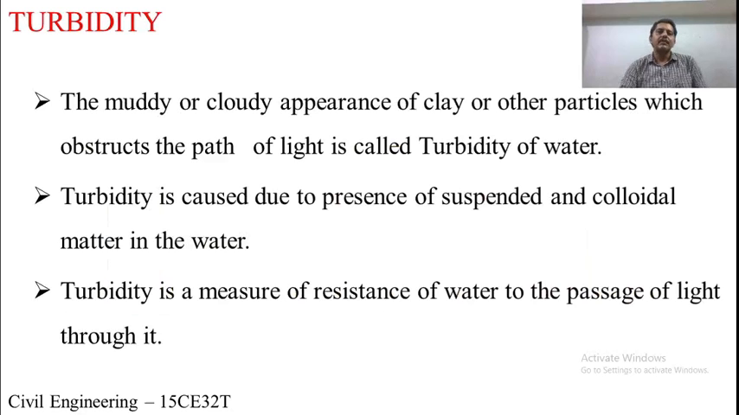So the muddy or cloudy appearance due to clay or other particles which obstructs the path of the light is called the turbidity of the water. Turbidity is caused due to the presence of suspended and colloidal matter in the water. We have already seen what suspended and colloidal particles are. These suspended particles are in a state of suspension, that is they are scattered in the water, and these particles impart turbidity to the water.